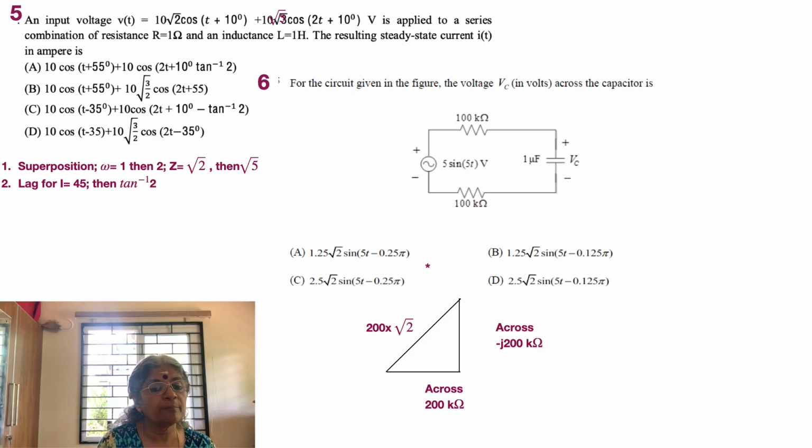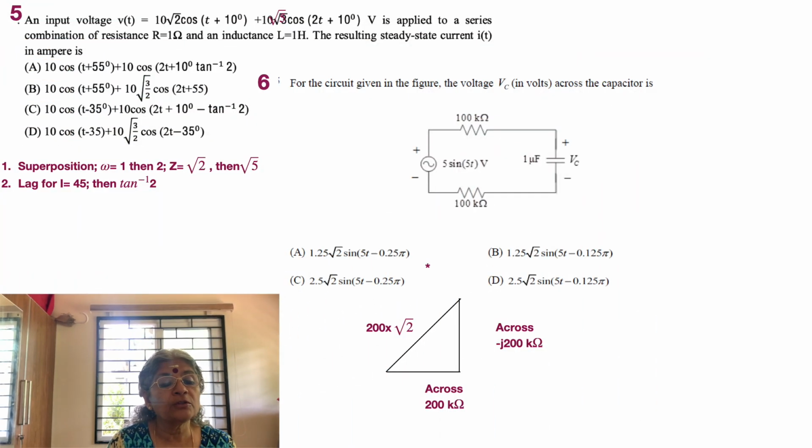The first component will be 10 by root 2, that is the voltage, divided by the impedance, which is root 2. So that's 10 again. Since we are given the sinusoid waveform and not the phasor, we have 10 cos t plus 10 minus 45, because it's inductance. So we have an angle of lag due to inductance. So it's minus 45, which is going to be equal to minus 35.